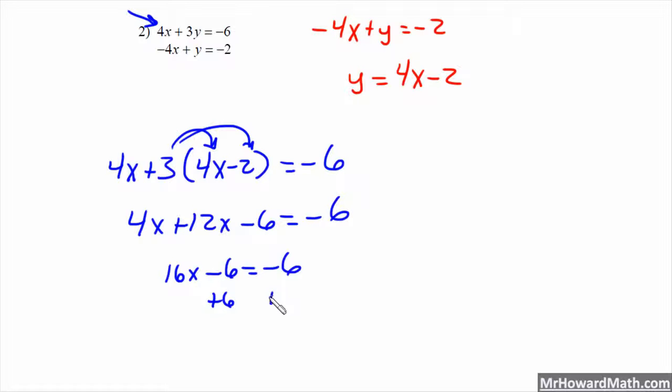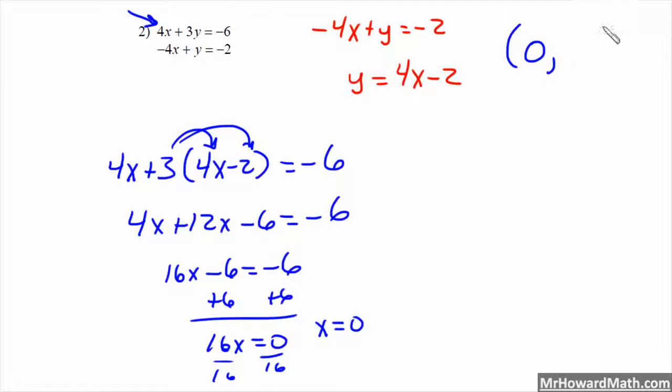So add the 6. We get 16x equals 0. Divide by 16. And we get x equals 0 divided by 16, so x equals 0. So the ordered pair solution is 0, comma, whatever we find y to be. I know now that the x coordinate has to be 0 where these two lines cross.